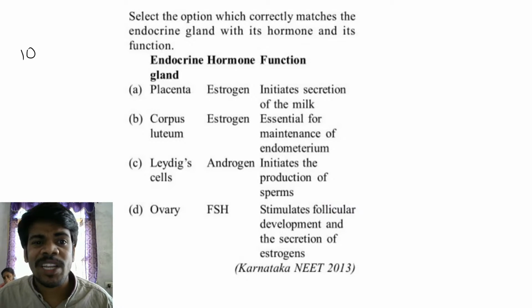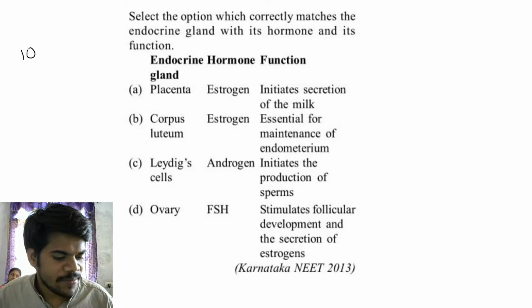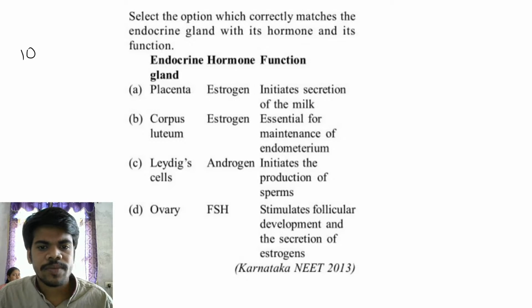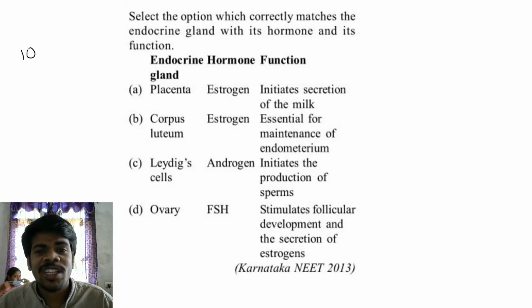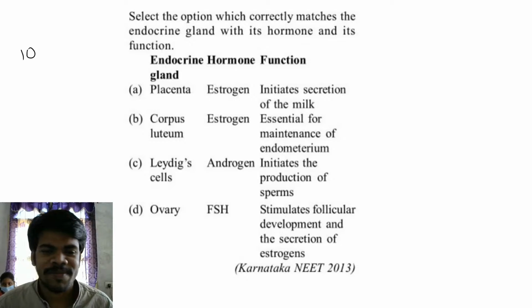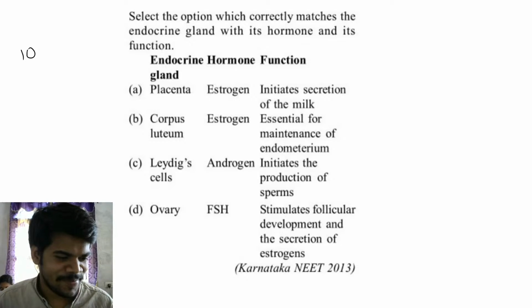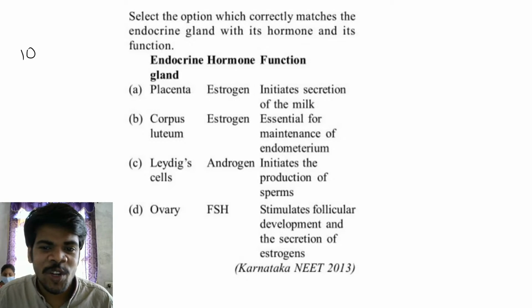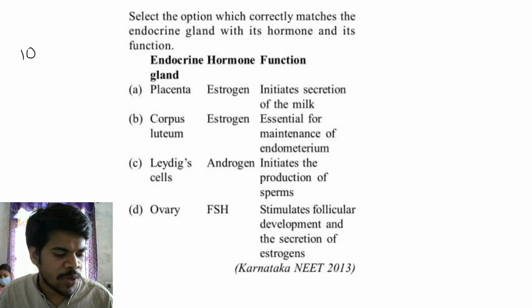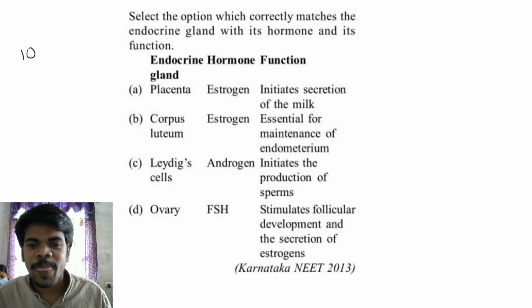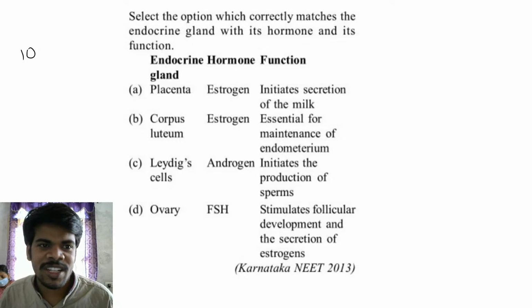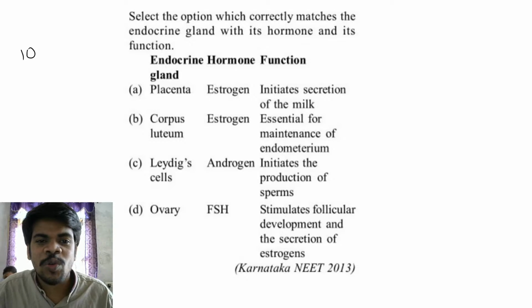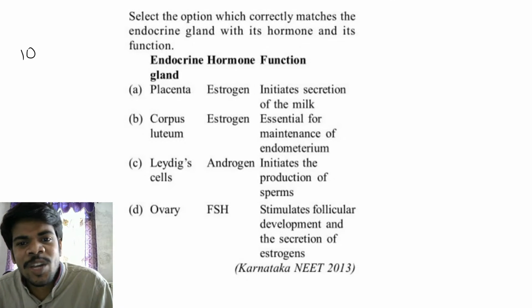Select the option which correctly matches the endocrine gland with its hormone and its function. 10th question. Placenta, estrogen, initiates the secretion of milk. Corpus luteum, estrogen, essential for maintenance of endometrium. Leydig cells, androgen, initiates the production of sperm cells. Ovary, follicle stimulating hormone, stimulates follicular development and the secretion of estrogens. Which of the following options is correct according to the releasing organ, released hormone and its function?